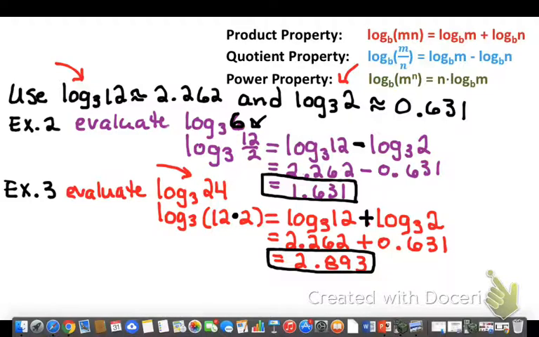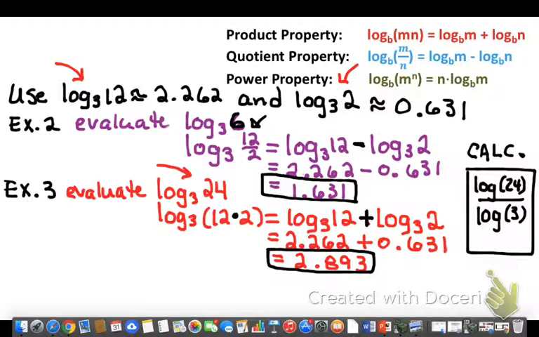Now, we can use something called change of base formula here, and instead of breaking apart the 24 into 12 times 2, we could use base 10 and put that into our calculator and write it as a division problem. So in your calculator, I'll write down what you should type in, and you should get the same answer that we just did. So the 24 should be in the numerator, and our base is in the denominator, and this is a division sign. And when you put that into your calculator, you should get 2.893 when you round it.